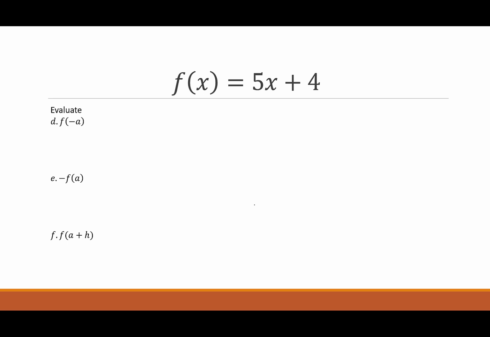So let's say I didn't give you a number, but I gave you negative a. Then I'm going to do 5 times negative a plus 4. The only thing I can do to simplify that is put a negative in front of the 5, then I have a plus 4.